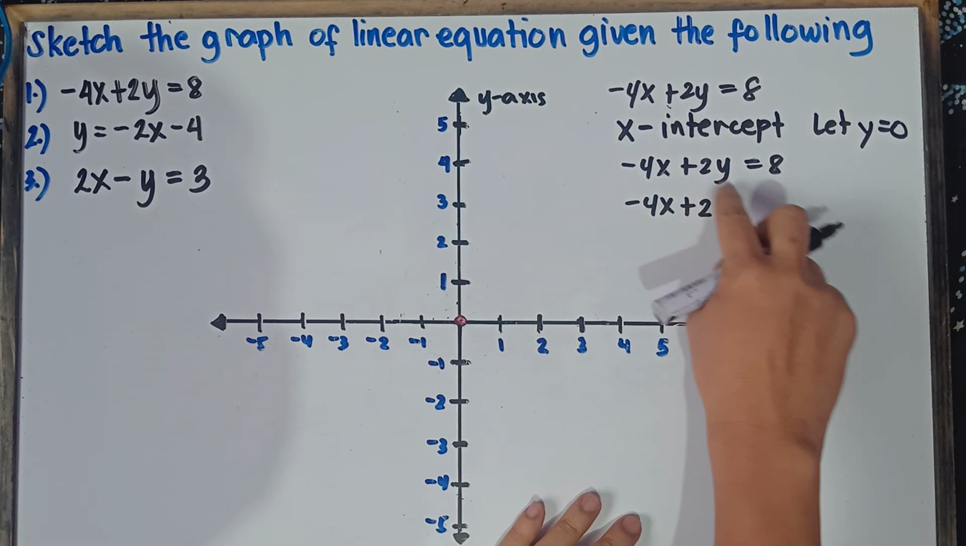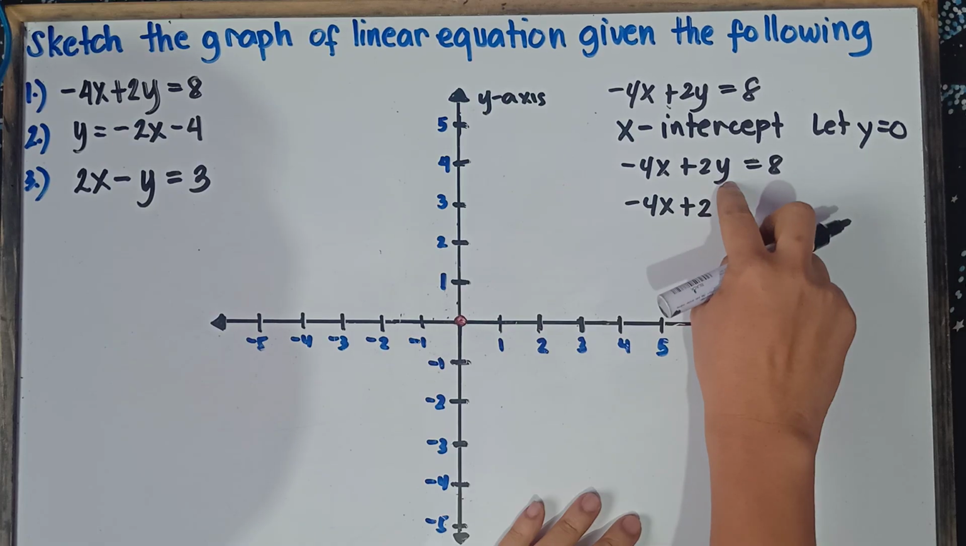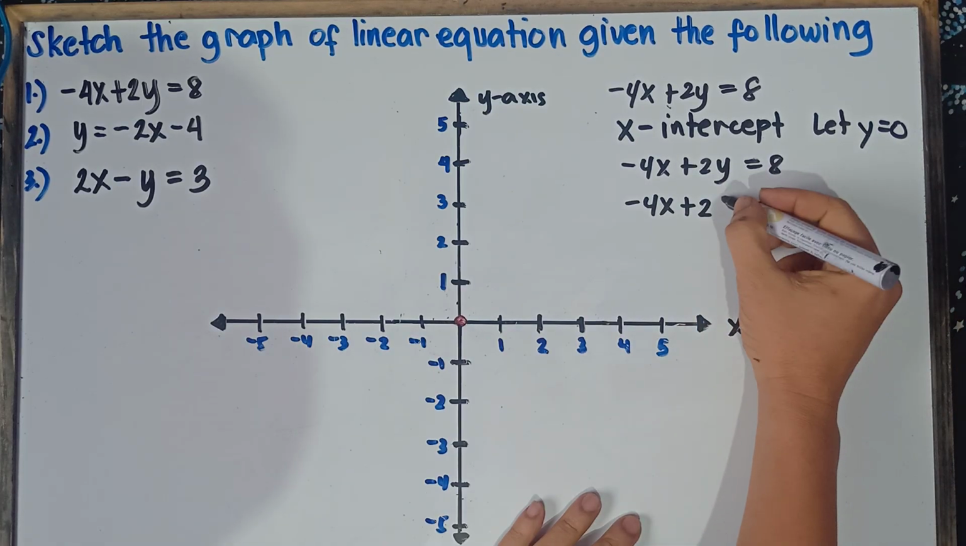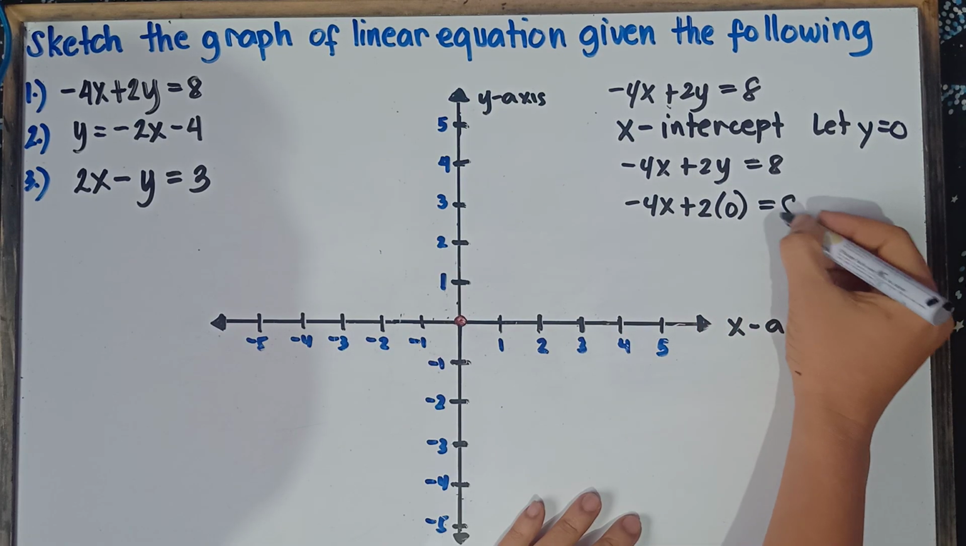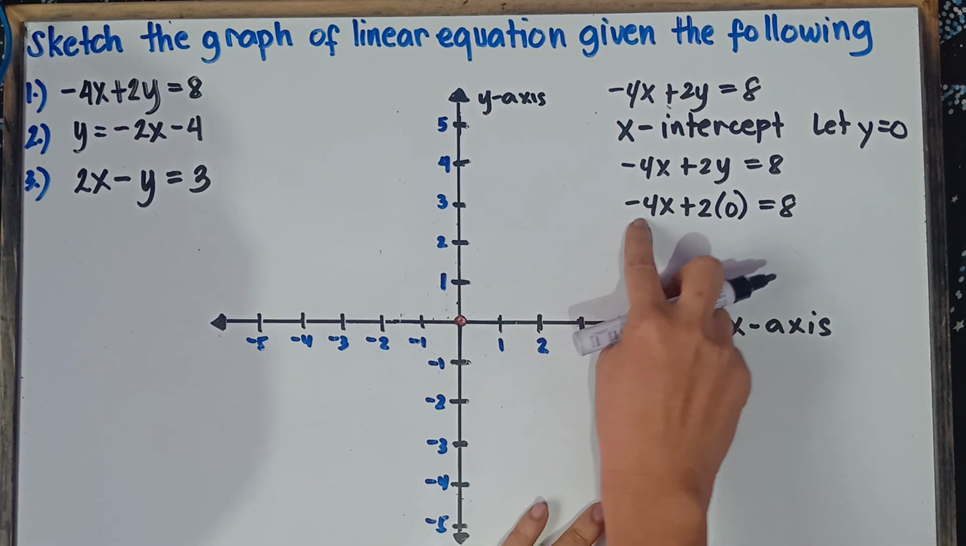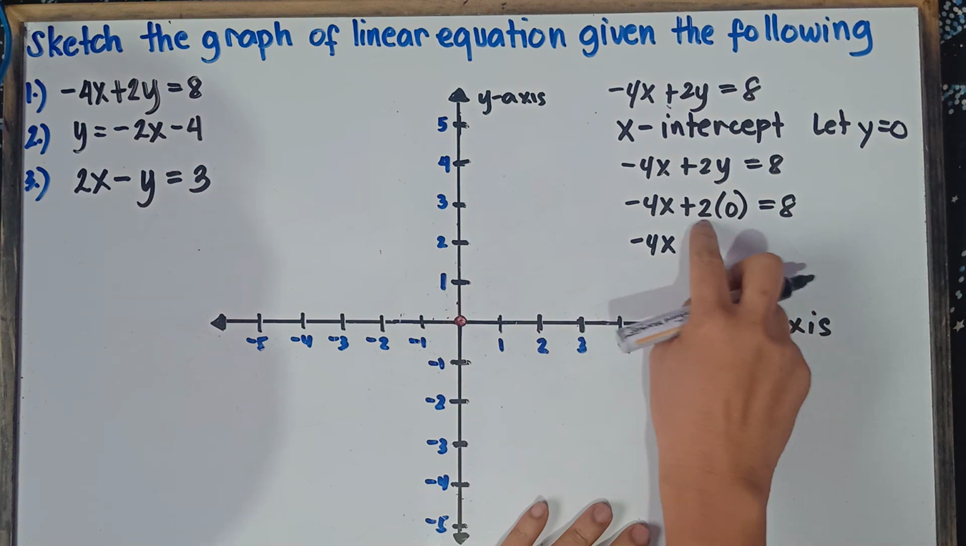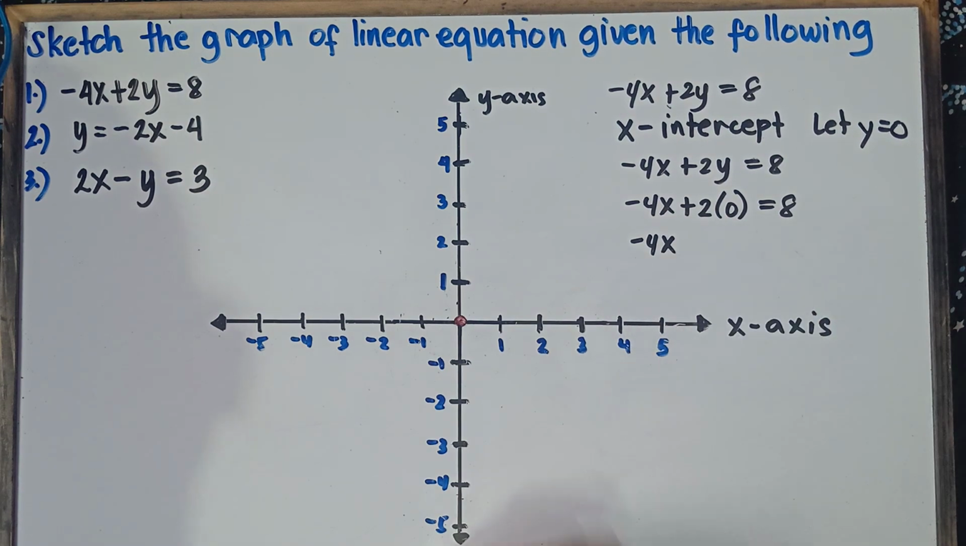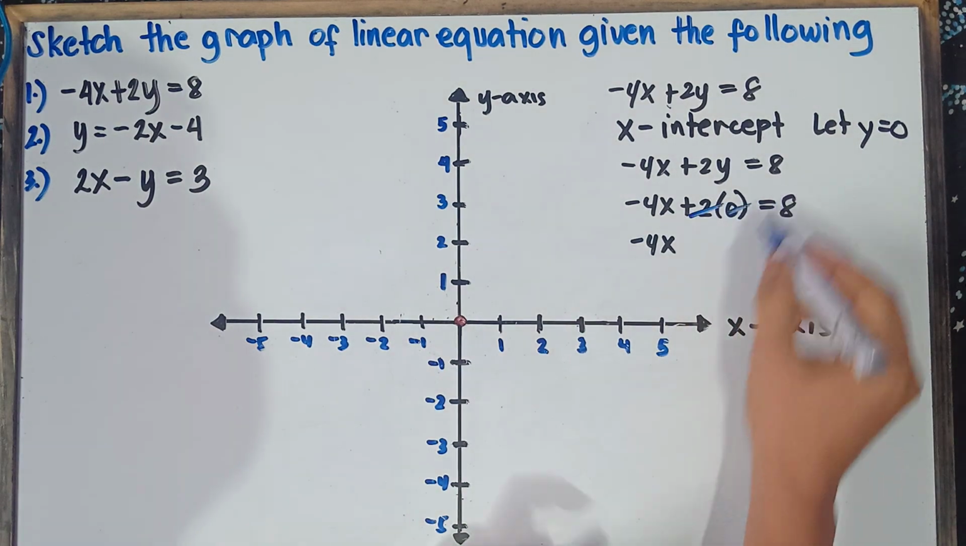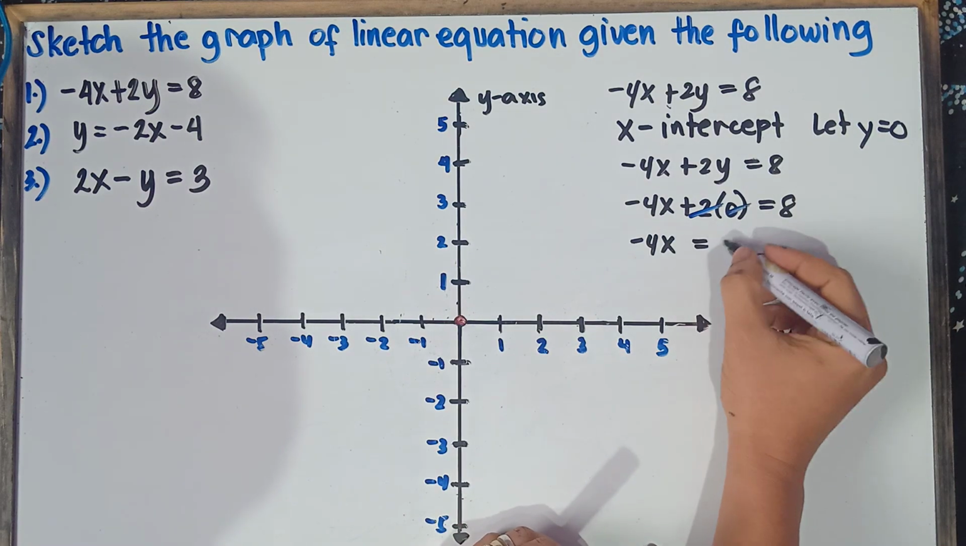If you have 2y, it means 2 times y. Now the value of y will be equal to 0, so this will be 2 times 0 equals 8. Negative 4 times x will be negative 4x, copy. And then we can simply cancel this out because 2 times 0 would be 0. So copy equals 8.